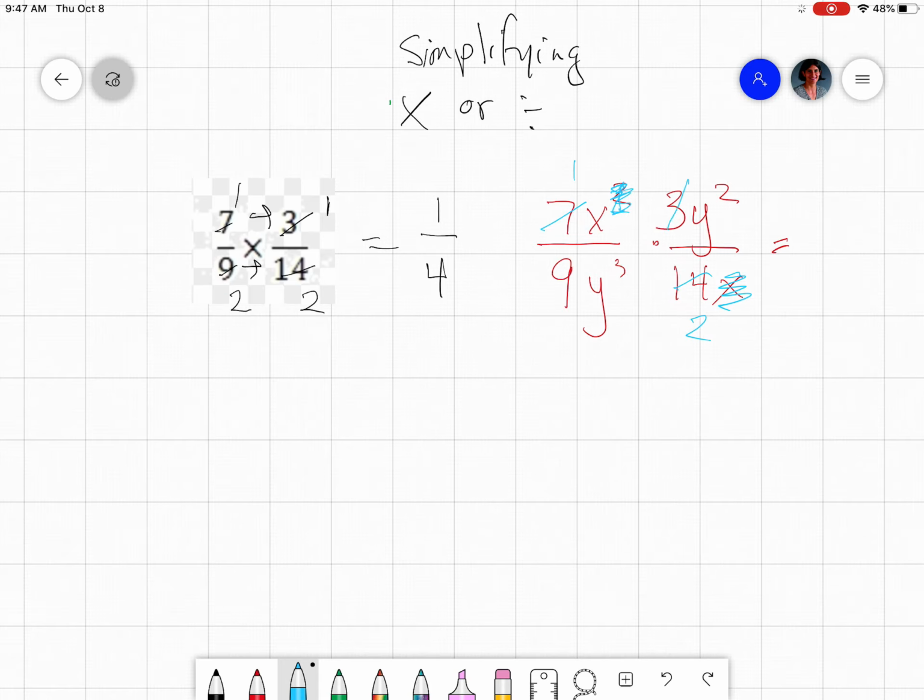And then I can do the same thing over here. 3 goes into 3 once, 3 goes into 9 twice, and I have y squared on the top and y cubed on the bottom. So if I have this and this, I just have 1 y left in the bottom. So what does this look like when I'm all finished? I have just an x in the numerator. That's all that's left. And in the denominator, I have 4, and I still have a y left. If you really wanted, you could put a 1 here, but you don't have to.